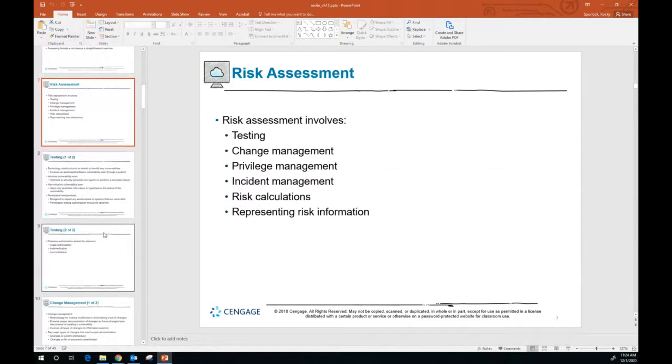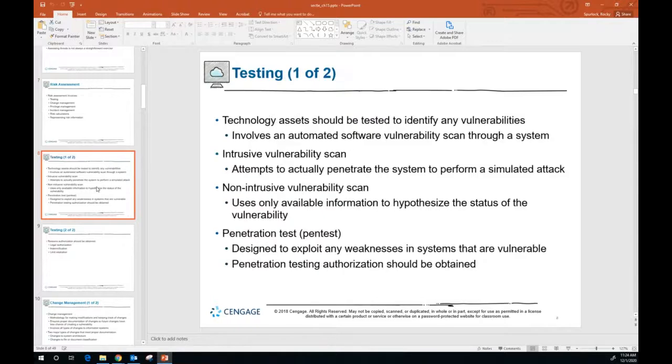Risk assessment involves testing, change management, privilege management, incident management, risk calculations, and representing risk information. So we look at testing. Technology assets should be tested to identify any vulnerabilities. Now, this involves an automated software vulnerability scan through the system.